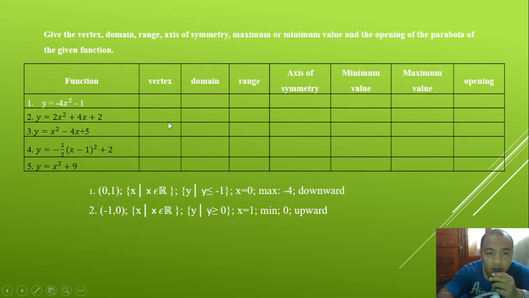Number 2 first. So, the vertex, negative 1, 0. Domain, set of real numbers. Y is greater than or equal to 0 for the range. X is equal to 1 for the axis of symmetry. Minimum, 0. Opening upward, because it is positive. No? So, how did we solve for the vertex? Negative b over 2a for h. 4ac minus b squared over 4a for k. Right?